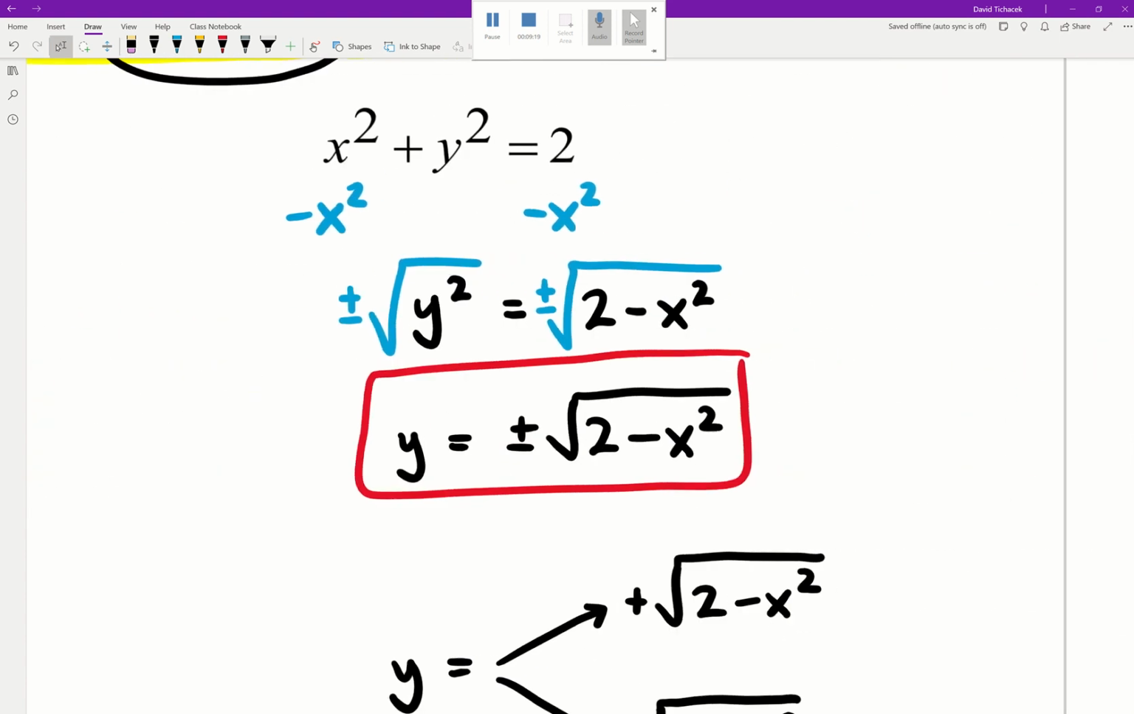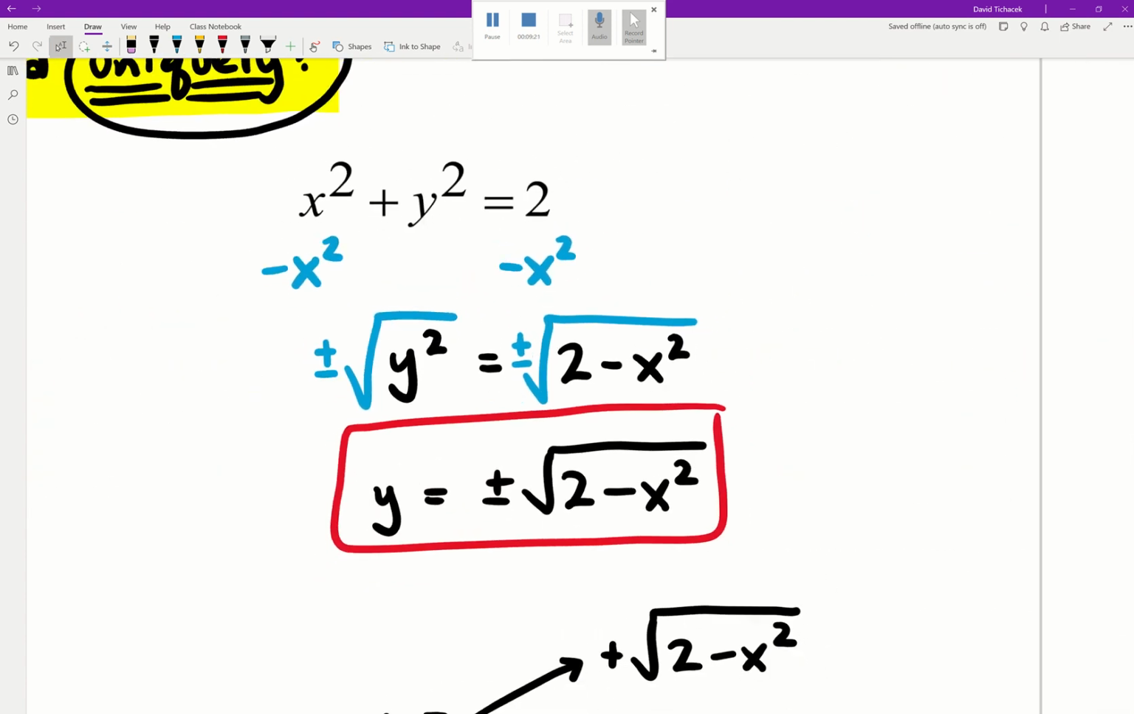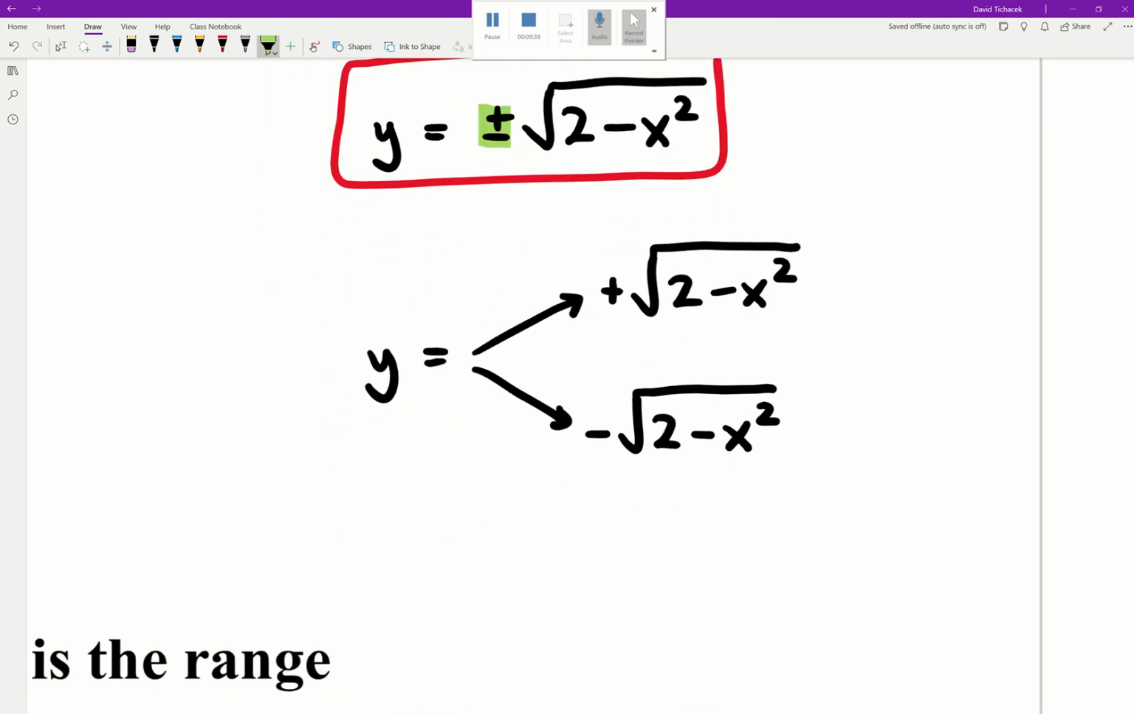Let's take a look at an example where that falls apart. So x squared plus y squared is equal to 2. You'll notice that I just subtracted x squared from both sides and then took a plus or minus square root. And then we get y is equal to plus or minus the square root of 2 minus x squared. The problem arises whenever you take a look at this plus or minus right here, because if we interpret that, it is one of two different things. It's either the positive square root or the negative square root.